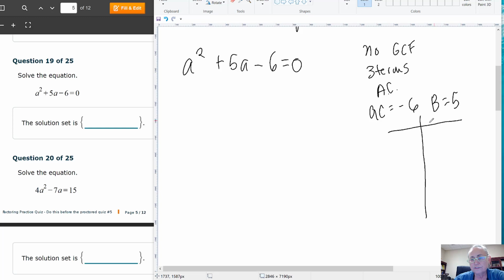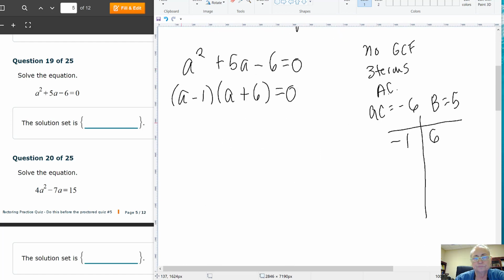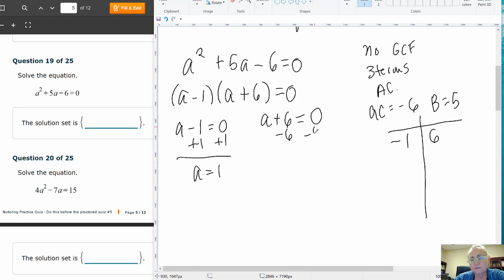So AC is -6 and B is 5. I need the factors of -6, -1 times 6, that add to 5, and there they are. So it's A minus 1, A plus 6 equals 0. We just did step 3, factor completely. Now we have to set each factor. A minus 1 equals 0. A plus 6 equals 0. And now we solve each factor. So I'm going to add 1 here. A is 1. I'm going to subtract 6 here. A is -6. Those are the 2 solutions to this equation.